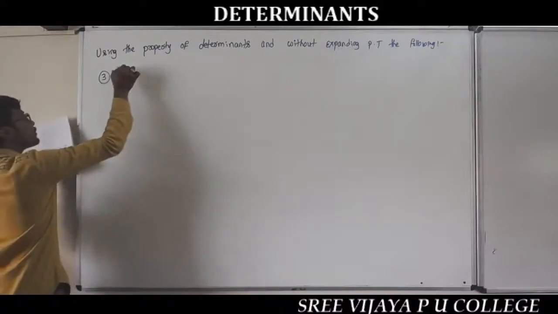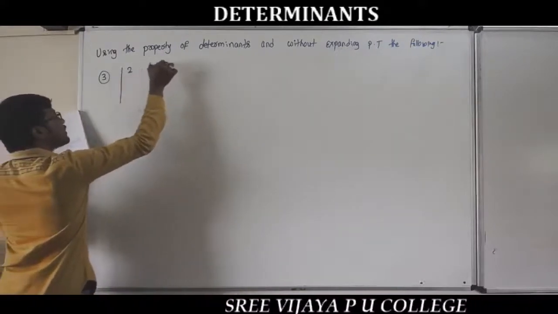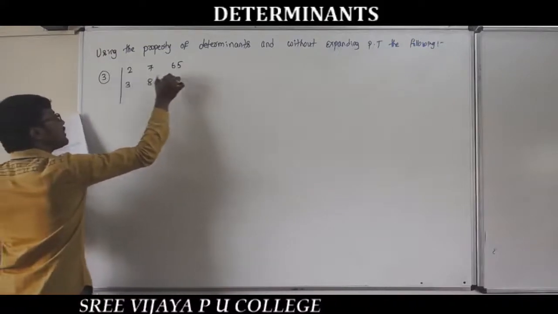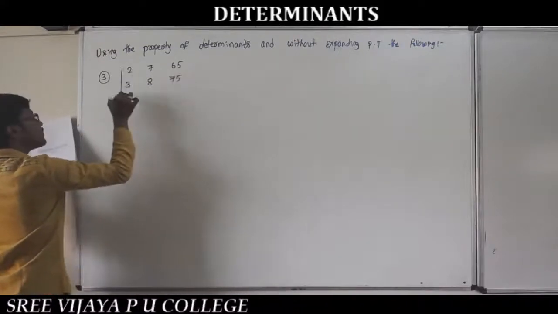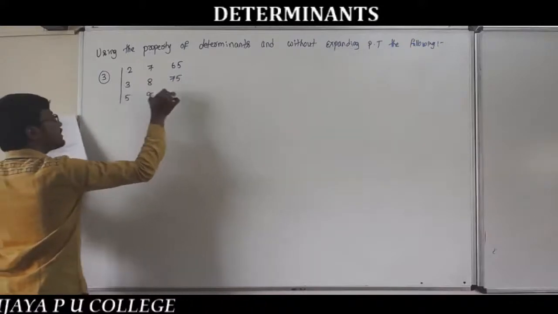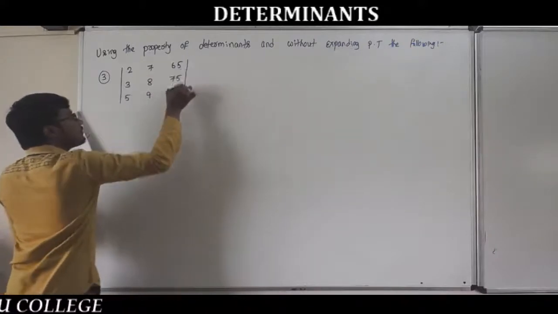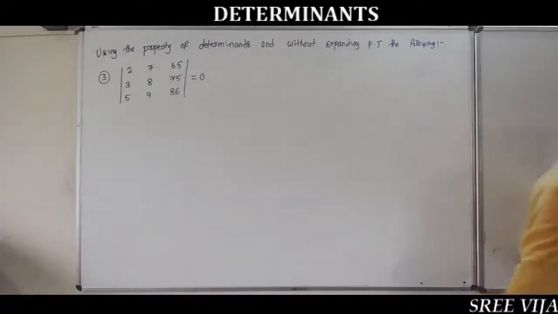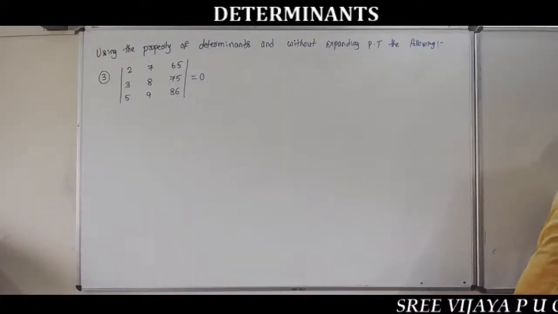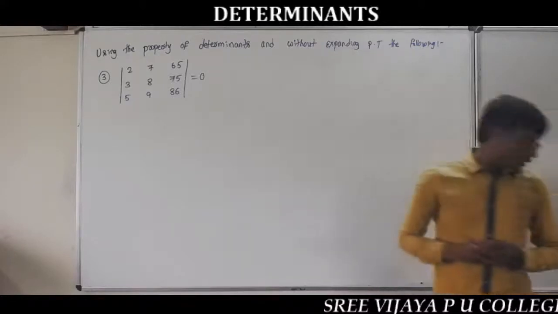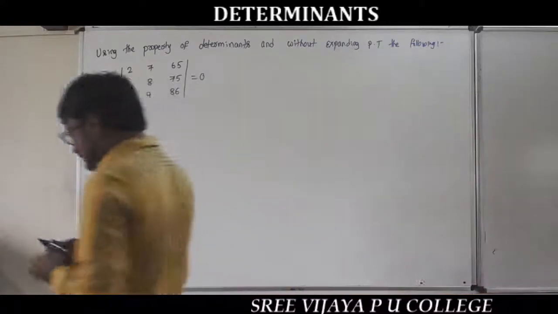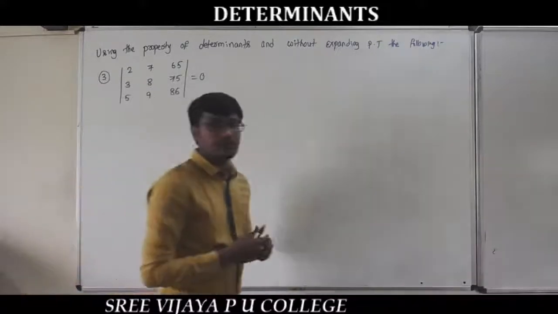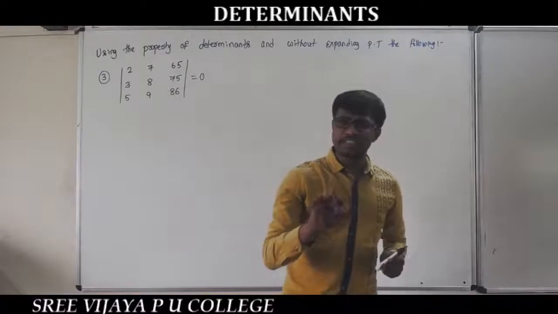Determinant of 2, 7, 65, 3, 8, 75, 5, 9, 86 is equal to 0. In this, first see what elementary operation you can apply. What is the right hand side? To make it 0, what operations do you have? You have one property, property number 3.